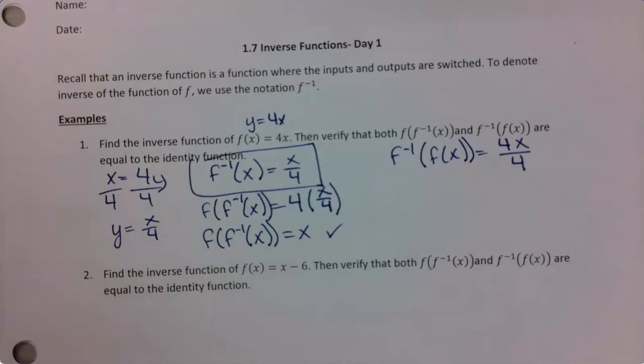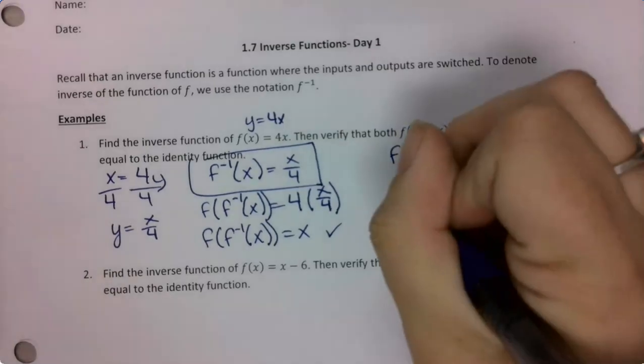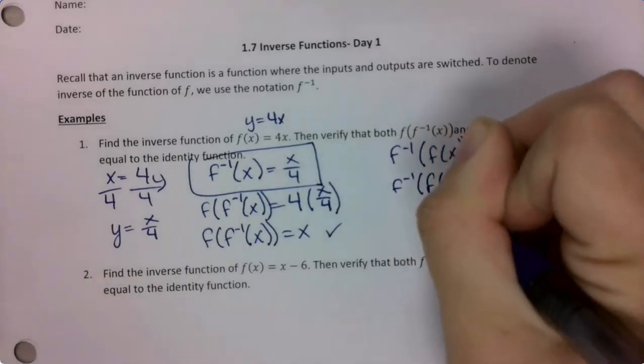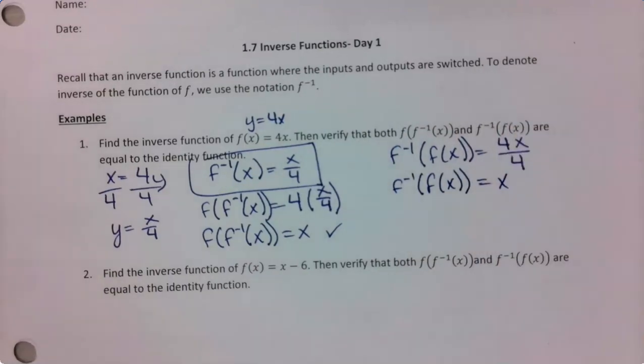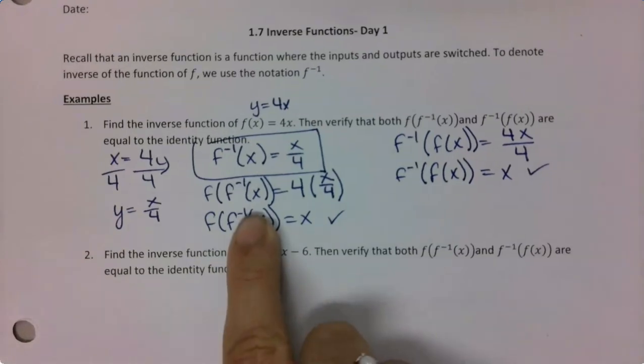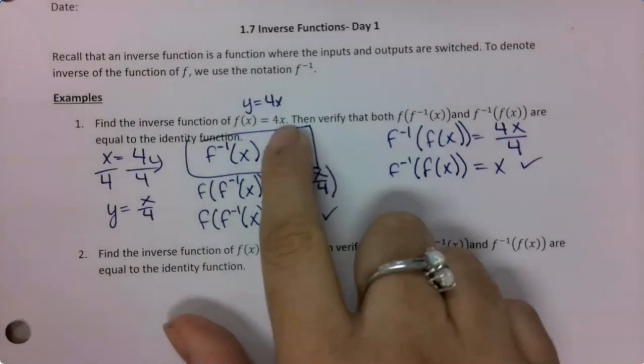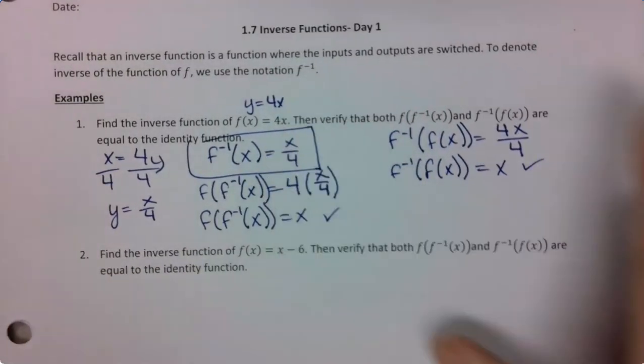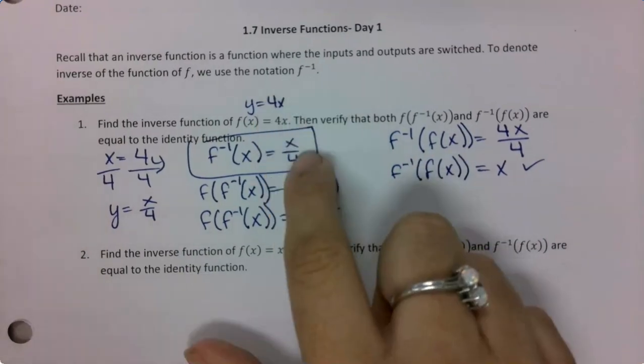What do you mean? Okay, so this simplifies to x. So this one works. This one just asked me to verify, so I just needed to make sure they both worked. What? The first equation? So I plugged in x divided by 4 into this 4x. And then in the second one, I plugged in 4x for the x on the x over 4.